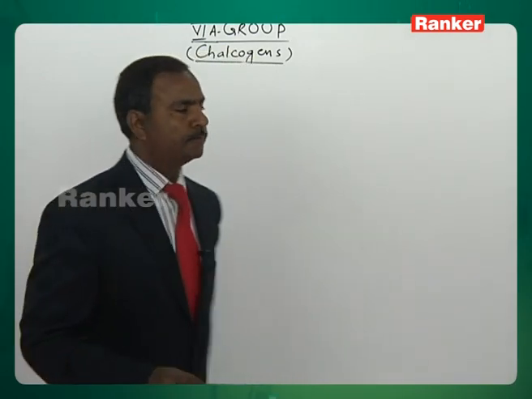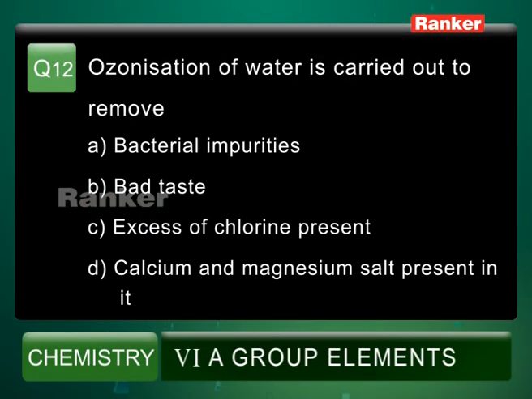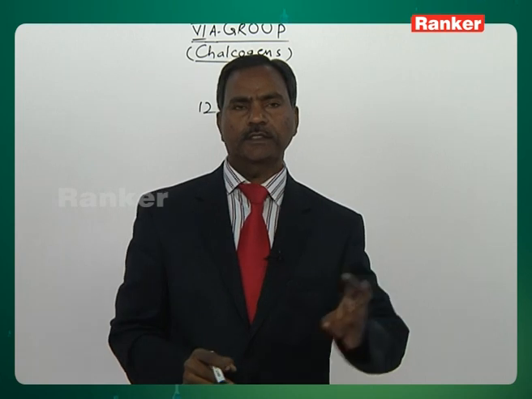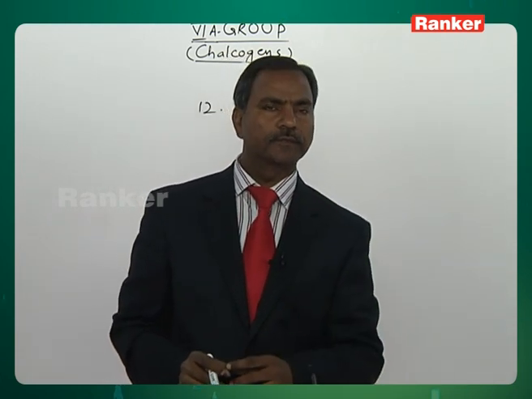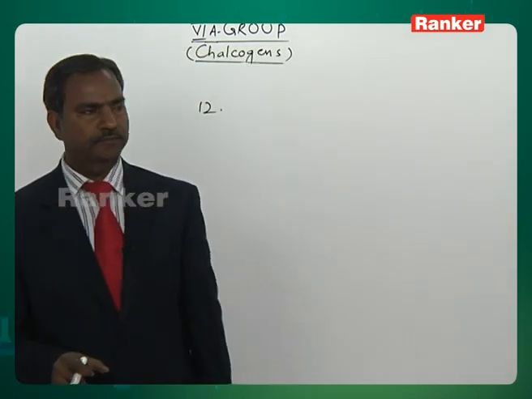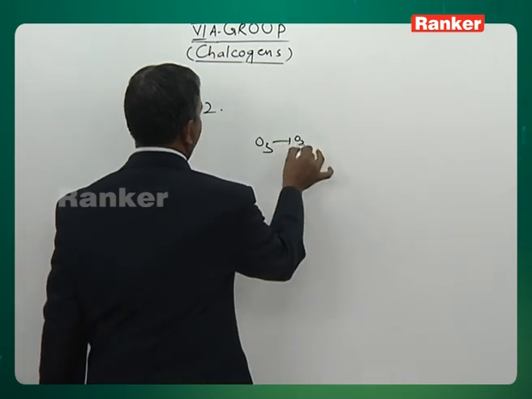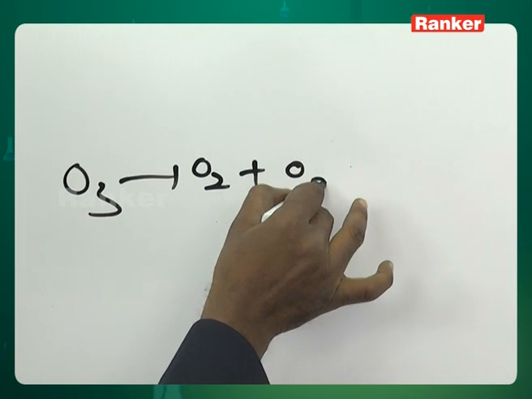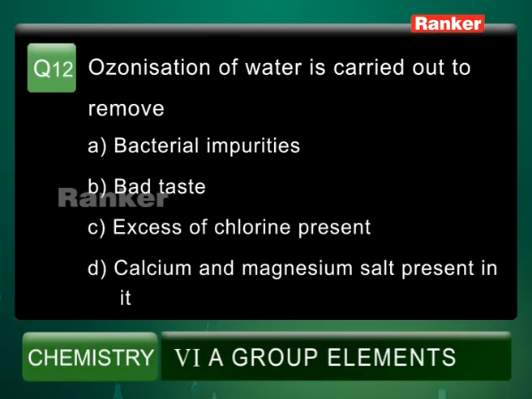Question number 12. Ozonization of water is carried out to remove. See, chlorine gas or bleaching powder, you take again ozone. These are all easily decomposing, liberating nascent oxygen. O3 easily decomposes, produces O2 and nascent oxygen we are getting. So bacterial impurities, bad taste, excess of chlorine present, calcium and magnesium salt present in it.